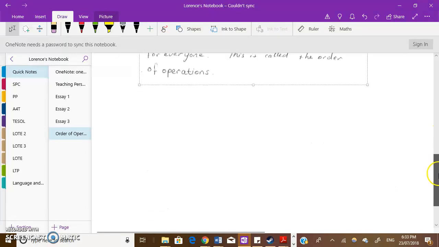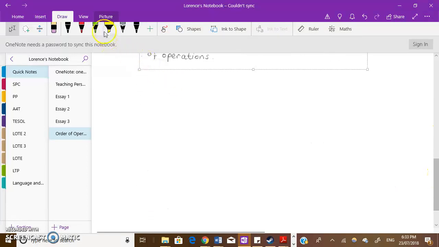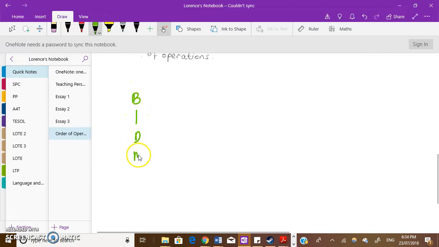So the order of operations goes like this, and you can remember it using this little acronym, we call it BIDMAS. So what does this stand for? Well, this first of all refers to brackets. Okay? And just in case you don't know, brackets are these things here. These are the first things that you must solve in an equation.